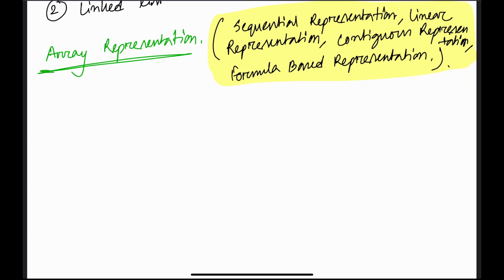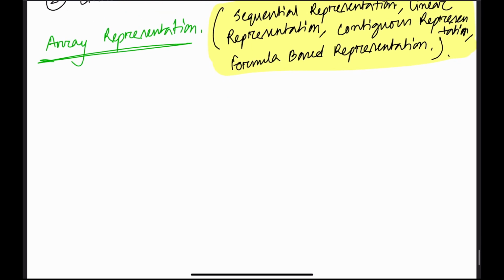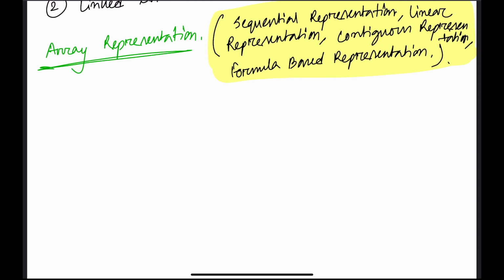That's why I'm diving into these things so that you could have a clear understanding of the basics. Okay. So this array representation is also called sequential representation. Then linear representation, then contiguous representation, formula based representation, and many more. Now, to decide the location of nodes inside, obviously we are going to use a one-dimensional array.